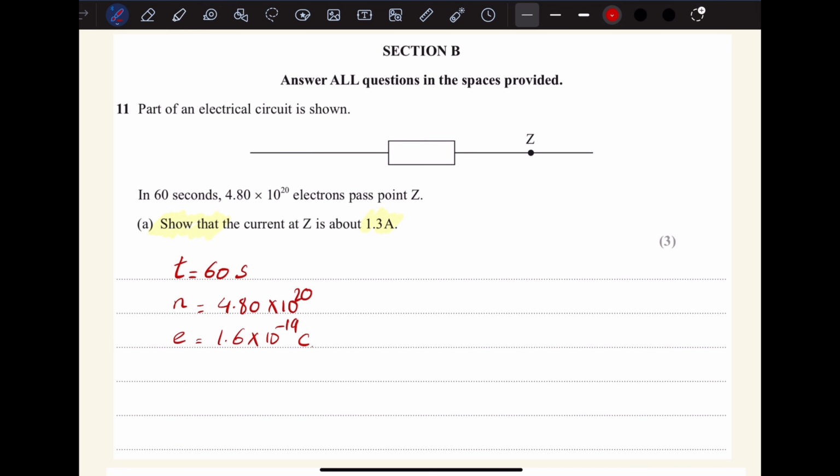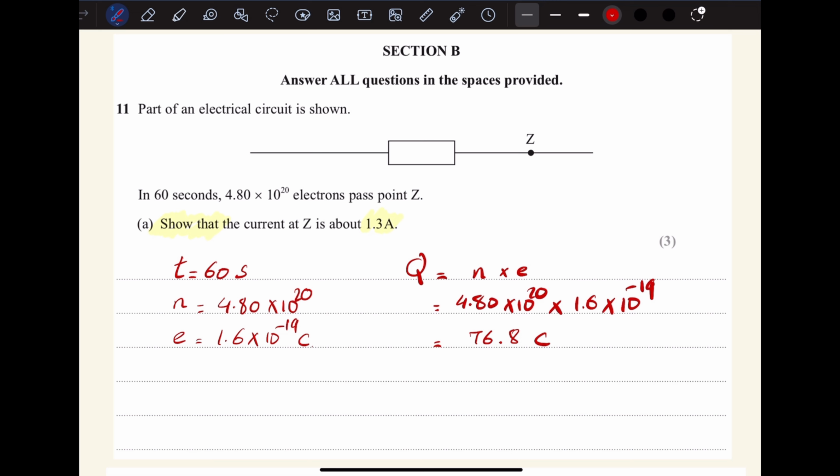So firstly, use the given to calculate the total Q, the electric charge, which is N times e. The number of charges, which is 4.8 times 10 to the power of 20, times the value of the charge, which is 1.6 times 10 to the minus 19 coulomb. The value of Q is 76.8 coulomb.